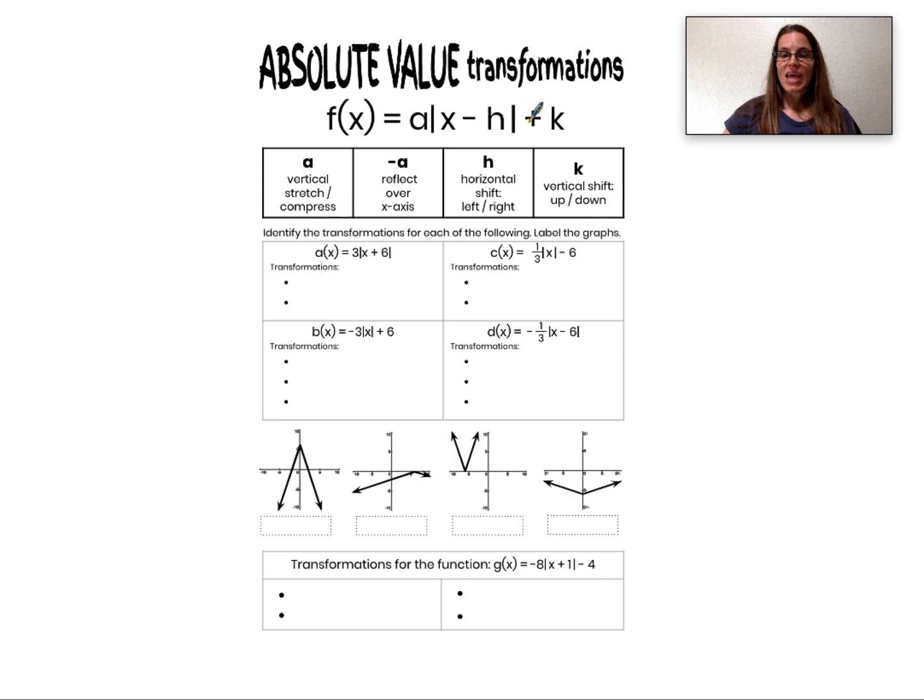Finally, this parameter k outside of the absolute value bars shifts the graph up or down. It represents a vertical movement. And this is just in the direction you would think. If we're adding, we move up. If we're subtracting, we move down.